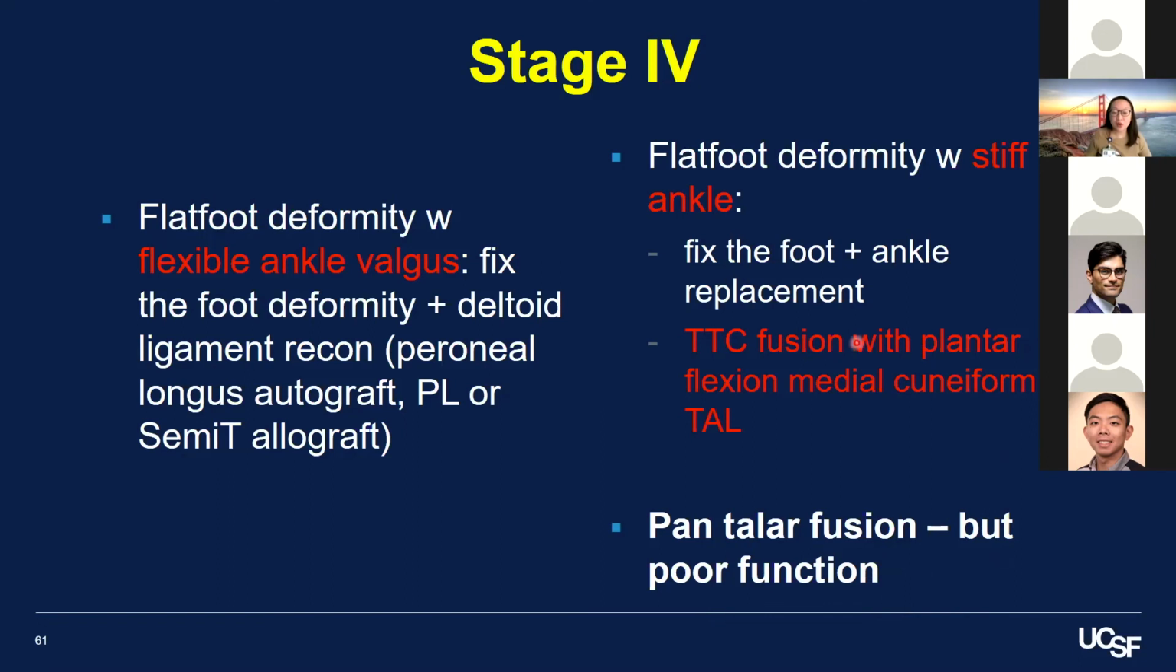What we generally try to do are these TTC fusions. A TTC fusion is not a pan-talar fusion; it's a fusion of the tibio-talar joint, which is the ankle, and then the subtalar joint. And we try to leave the talar navicular joint alone. So you do a TTC fusion, and then if you have any residual forefoot deformity, you can bring that forefoot down with a plantar flexion osteotomy of the medial cuneiform. And then certainly don't forget about the Achilles or the gastroc. Oftentimes the deformity is so bad, you do have to end up doing a tendon Achilles lengthening.